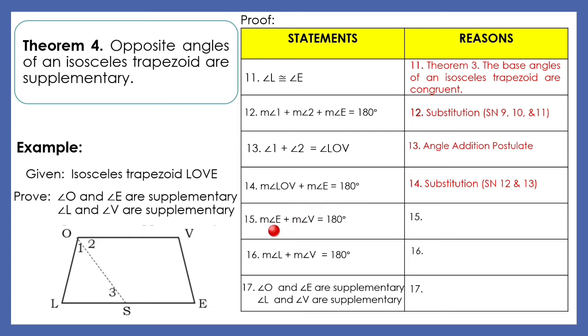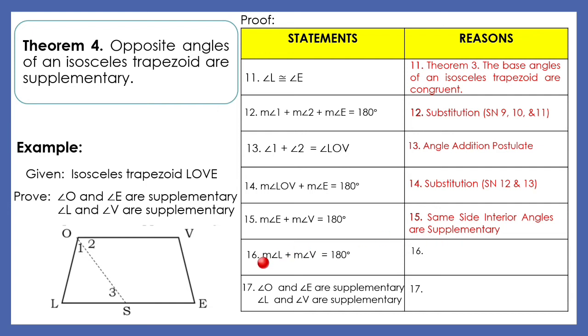For statement number 15, we have the measure of angle E plus measure of angle V equals 180 degrees. So, nasaan yung angle E natin? Nandito. At ito naman yung ating angle V. Okay, so ang kanilang sum ay 180 degrees. Kung mapapansin ninyo, they are the same side interior angles. Kung sila ay same side interior angles, they are supplementary.